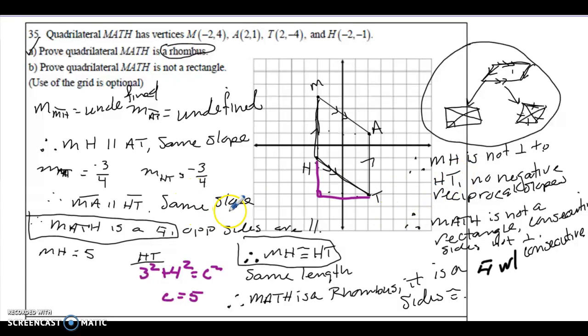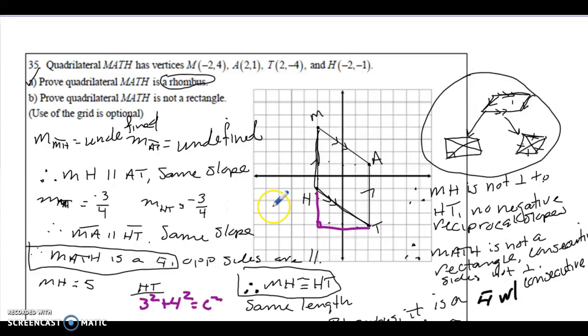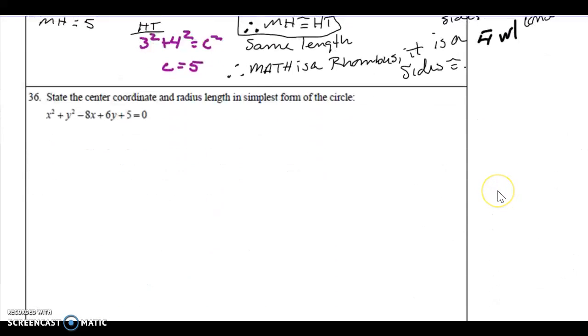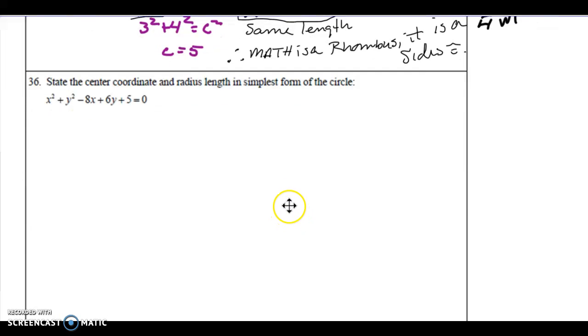Okay, so with that one done, let's go down, let me see if I can go down, and we're going to do question 36. So on question 36, it says, state the center coordinate and the radius length in simplest form for the circle. So we've done this question a lot, but it comes up on pretty much every exam, so I just want to double check and make sure you guys know it.